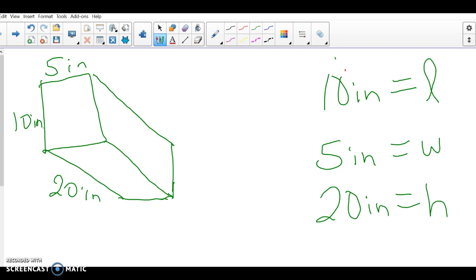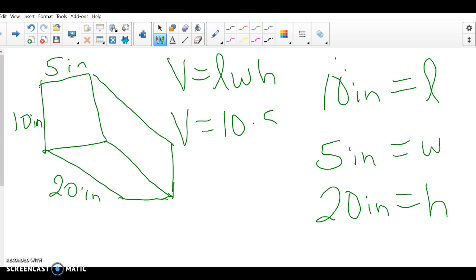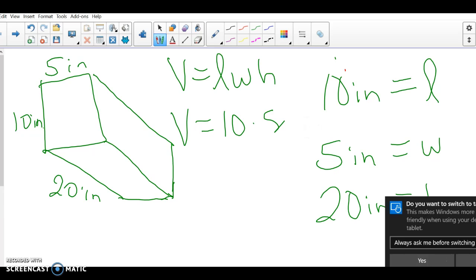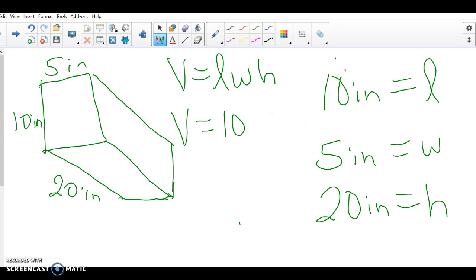So we're going to calculate the volume. To do that, we use our volume formula. For a rectangular prism, volume is equal to length times width times height. So it's one of the simplest formulas we use. We simply multiply our three numbers together. So we're going to take 10 times 5 times 20.